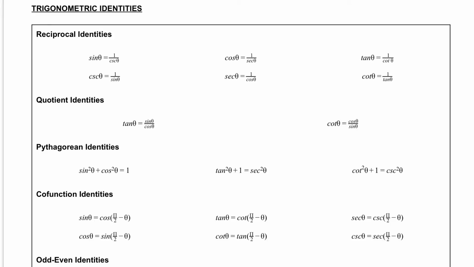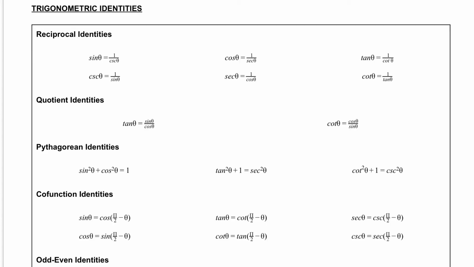Your quotient identities you already know as well. The tangent is the sine over the cosine, and cotangent is the cosine over the sine. The Pythagorean identities, we have 3 of them. Sine squared plus cosine squared is equal to 1. Tangent squared plus 1 equals secant squared. And cotangent squared plus 1 is equal to cosecant squared.